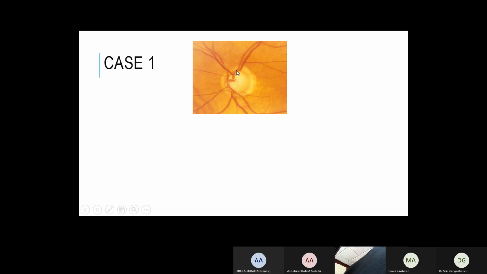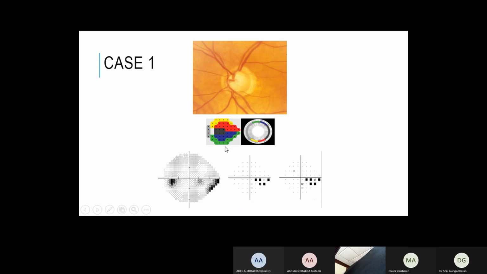See here? It's a very thin rim here, very thin. If we apply the Galway here, where do you think the field effect will be? So this one here will be here. Fine. Correct. It's superior thinning. We have inferior visual field effect.